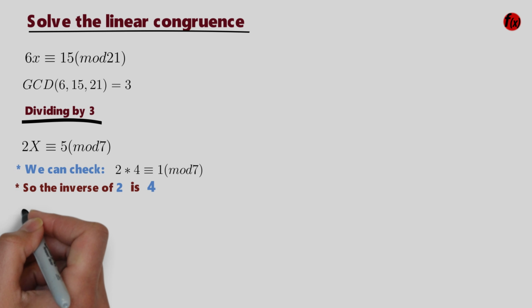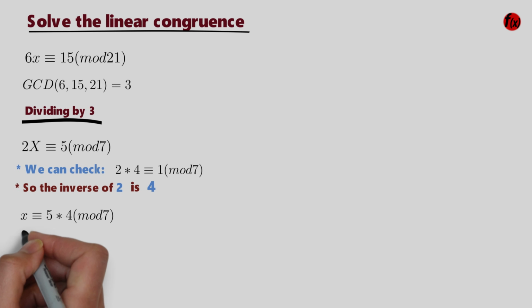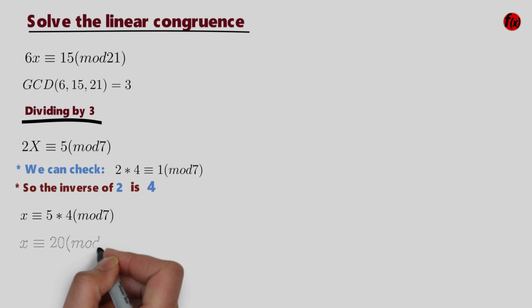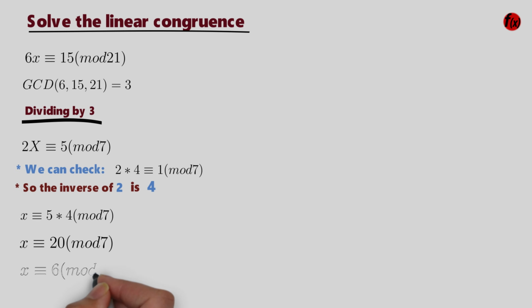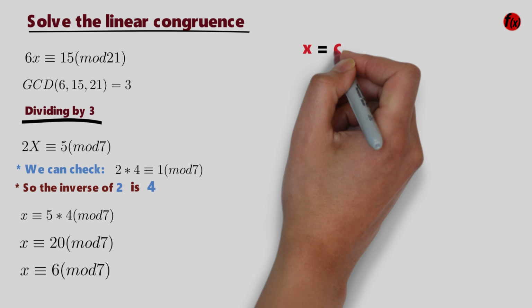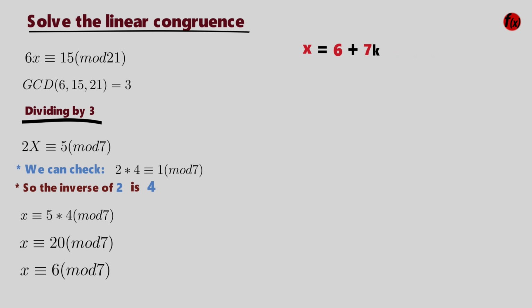Multiply both sides by 4. x ≡ 5 times 4 (mod 7). x ≡ 20 (mod 7). x ≡ 6 (mod 7). The general solution is x = 6 + 7k, where k is any integer.